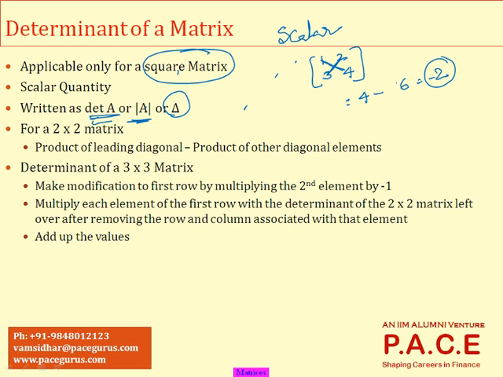When the determinant is 0, if this determinant A, the principal diagonal multiplication minus the other diagonal multiplication, comes to be 0, we call that matrix a singular matrix. We'll discuss why we have to talk about the singular matrix in the next slide. But any matrix whose determinant comes out to be 0, we call that kind of matrix a singular matrix. Alright. Then, how do I find it in case of a 3 by 3 matrix?